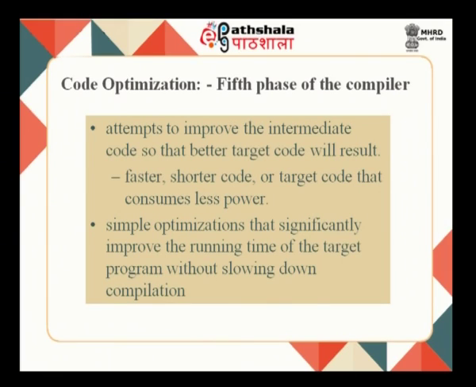If you try to optimize at the intermediate code level, this will result in faster, shorter code, and it is going to consume less power for the code generation phase, and simple optimizations can basically be applied here itself. Therefore, your code generation complexity also gets reduced, and its time is also going to get reduced if I try to optimize at the intermediate code level itself.